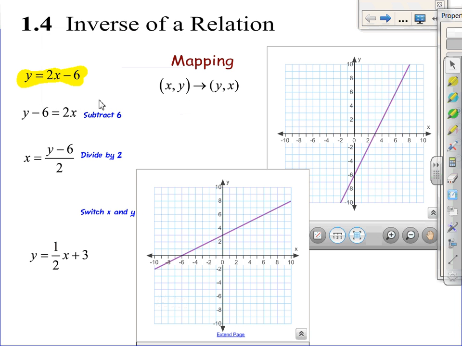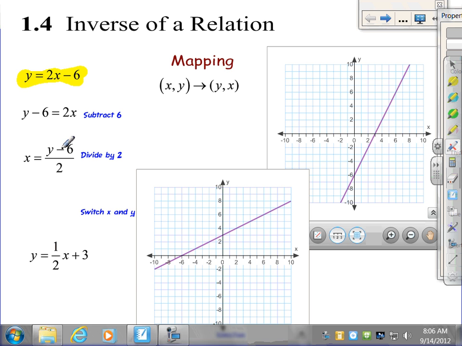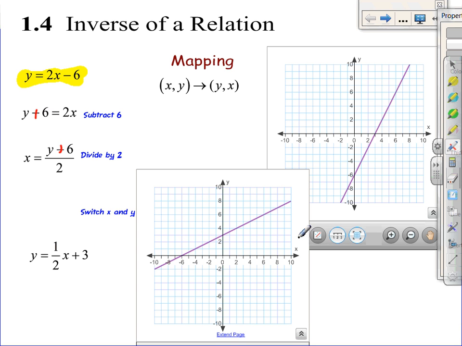Okay, I figured out my mistake. You can see it's right here. I should have added 6 to both sides instead of subtracting it. So now my new equation is 1/2 x plus 3. I should probably fix these over here too. Those should have been a plus right there and a plus there. So dumb math there.